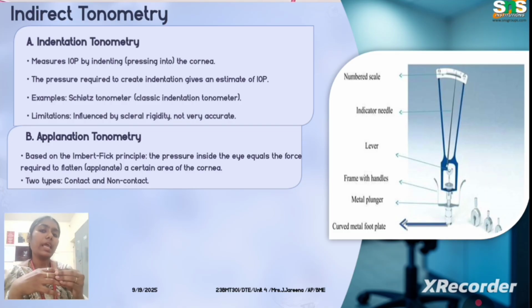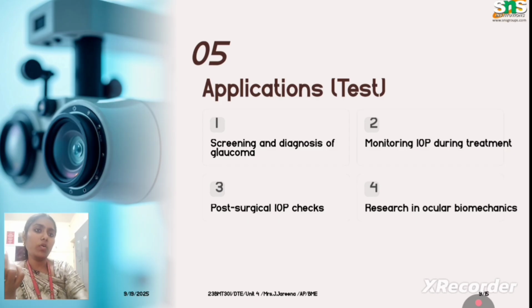And the second one is the applanation tonometer. Here we are using the principle called the Imbert-Fick principle. It follows that the pressure inside the eye always equals the force that is required to flatten a certain area of the cornea. Again, you have two types: one is contact and the other is non-contact.